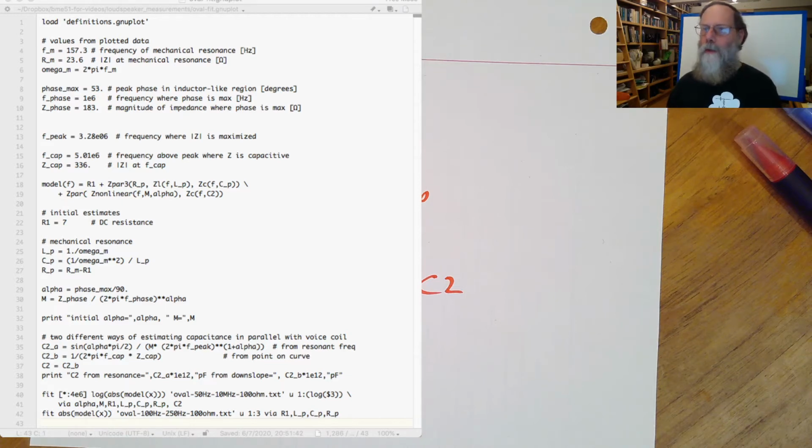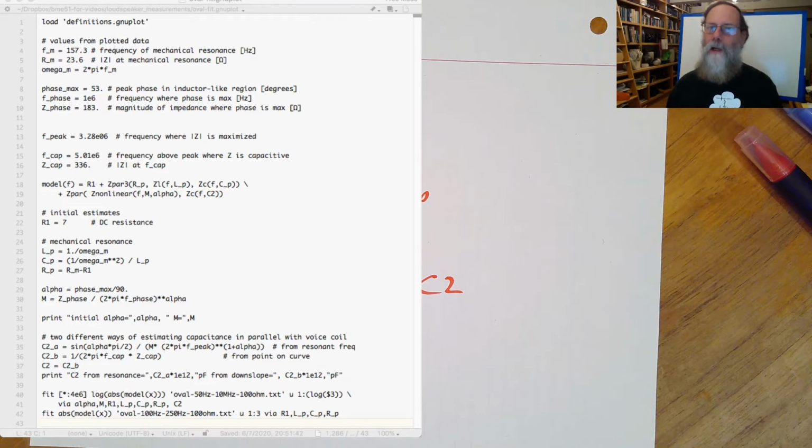Then I looked at where that high frequency peak occurred, and it was about 3.28 megahertz. I also looked at one point at a higher frequency, about 5 megahertz, and looked at what the impedance was at that point as a way of trying to estimate the final capacitor. Okay, so those are all measurements just from the data, not trying to get them into the form of parameters for the model yet. These are just data points that I'm going to try and use later on.